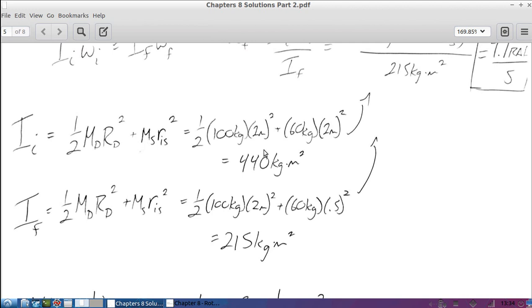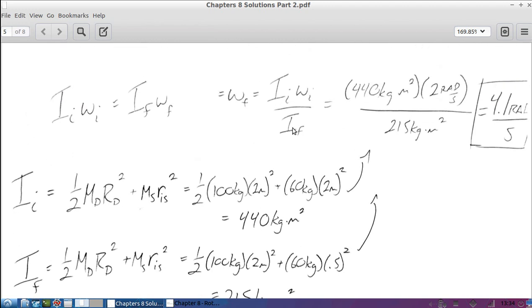So I'm going to cheat a little bit. I'm going to plug my numbers in right now. Okay, let's plug our numbers in. We got our masses. We've got the two radii right here, or the two positions. We got the radius of the disk. We got the position of the student. Plug it in there. We got a nice number, 440 kilogram meters squared.